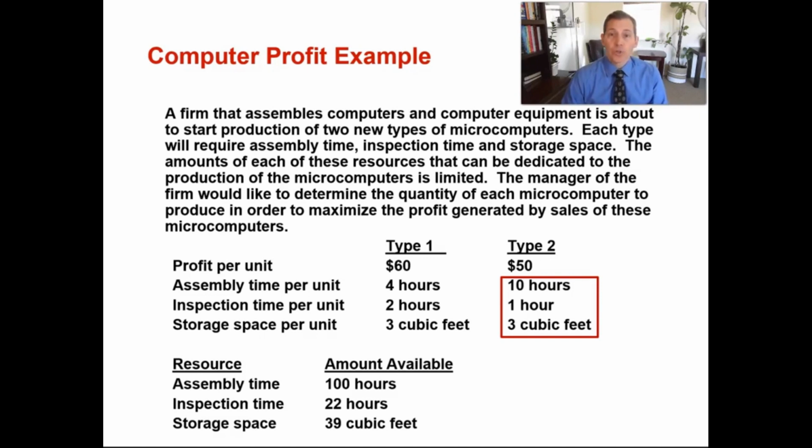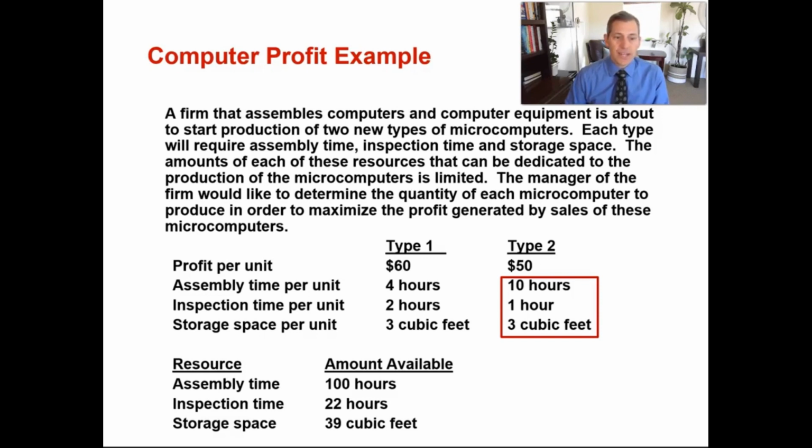All right, so computer profit example. Let's dive right into this first slide. We've got a firm that assembles computers and computer equipment and is about to start production of 2 new types of microcomputers. Each type will require assembly, inspection, and storage space. The amount of each of these resources that can be dedicated to the production of the microcomputers is limited. So they've got a limited amount of resources that can be dedicated to building these products. The manager of the firm would like to determine the quantity of each microcomputer to produce in order to maximize profits generated by the sales of these microcomputers.